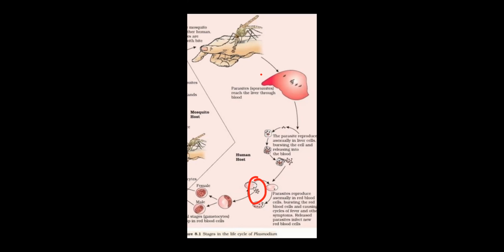Again, these pathogens enter into fresh RBCs, new RBCs, and in this round they transform themselves into what is called the gametocyte form.